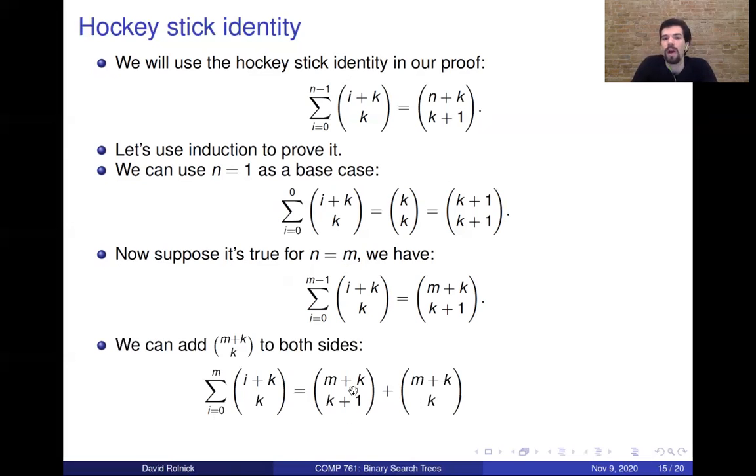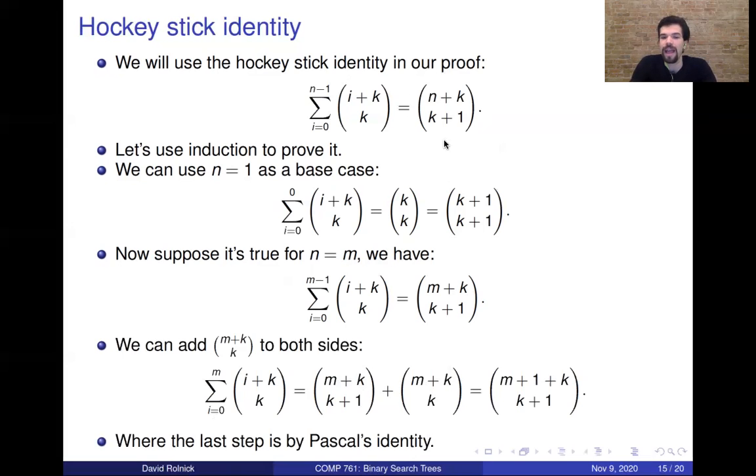Why is that true? How can we simplify this? Pascal's identity. The thing in Pascal's triangle is exactly that two things summed together equal the thing below them. And what that means here is that m plus k choose k plus 1, plus m plus k choose k, equals m plus 1 plus k choose k plus 1. And that's the end of our induction. We now have the identity that we wanted for n equals m plus 1. We're done. Questions about that?